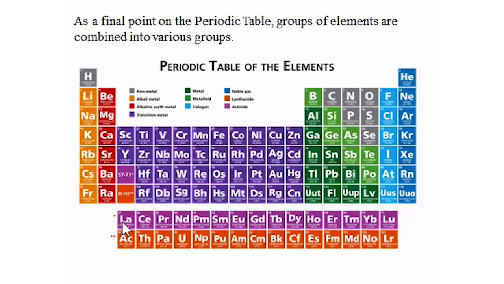Then down here we've got the lanthanides and we've got the actinides. Please note that this picture is not mine. I got it from the web, and they messed up on the colors between the lanthanides and actinides. Lanthanide should be the light purple, and actinide should be this salmon color.